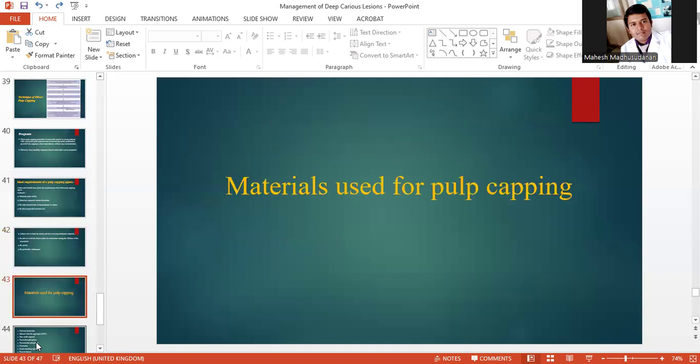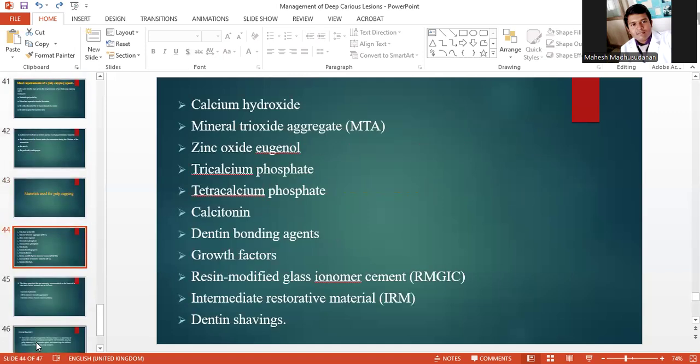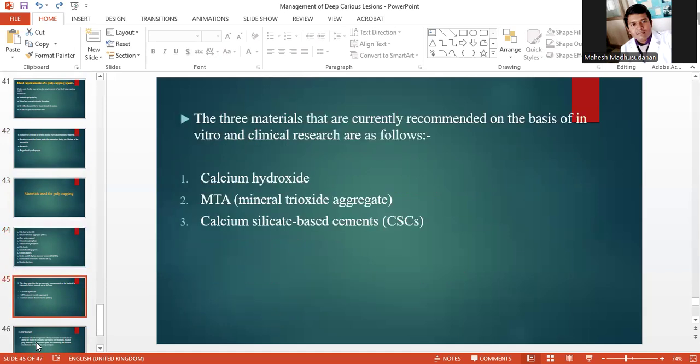And the materials used for pulp capping include calcium hydroxide, mineral trioxide aggregate, zinc oxide eugenol, tricalcium phosphate, tetracalcium phosphate, calcitonin, dentin bonding agents, growth factors, resin modified GIC, intermediate restorative material, and dentin shavings. However, the most commonly used materials include calcium hydroxide, MTA, and calcium silicate based cements.